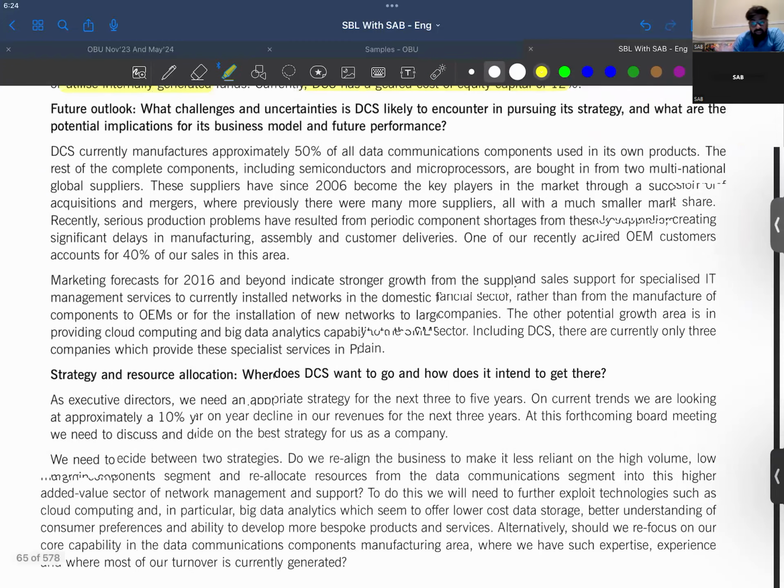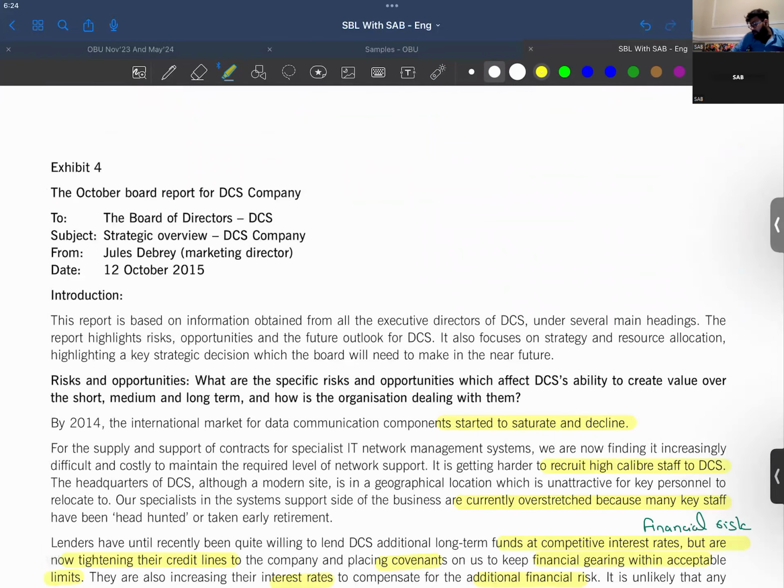Now, this is a board report. Now, think what the board is discussing. Till now, we were estimating that DCS seems very nice and very good. But since we have gotten to the board report, we just identified that it's not that good, right? That's why board reports are kept confidential.